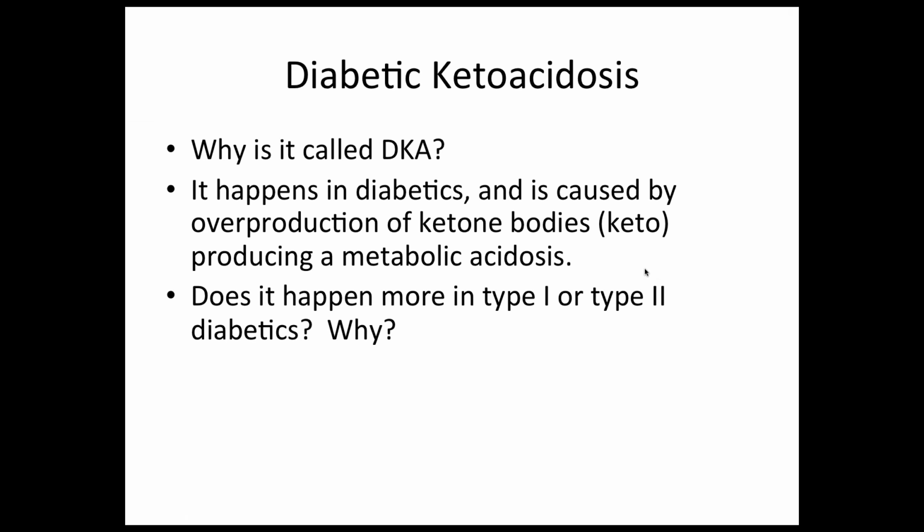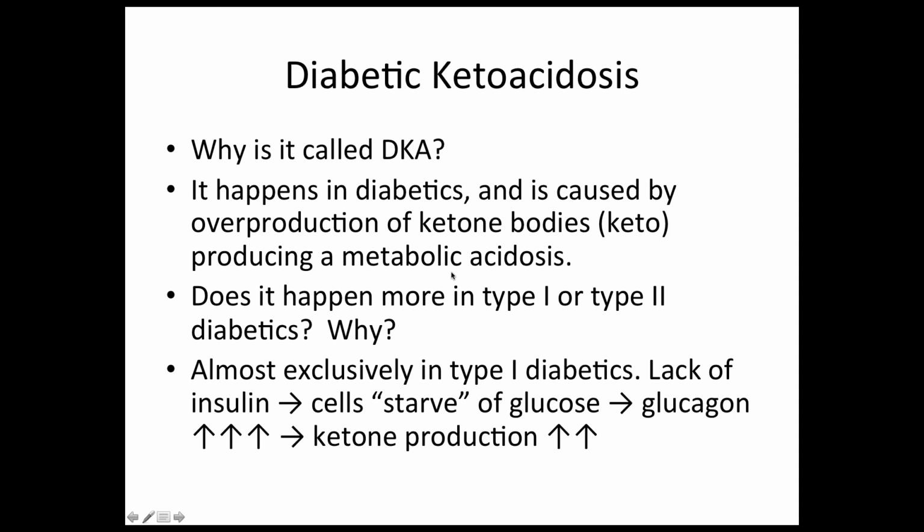I think it has to do with the insulin, like it's a complete lack of insulin in type 1. As opposed to type 2? Why wouldn't you get it in type 2? Because they still have a little bit of insulin being secreted, and that's, I guess, enough to stave off the ketone production. Yeah. So in a big picture sense, it's almost exclusively in type 1.